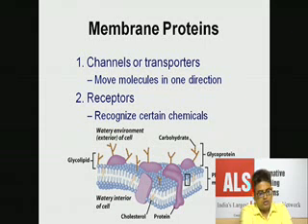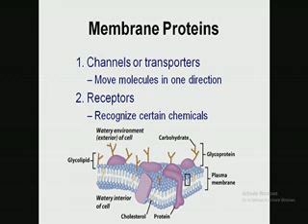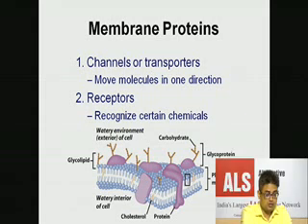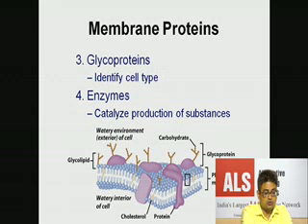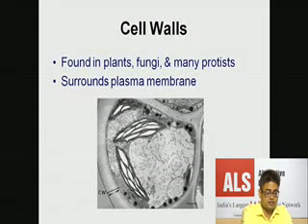Membrane proteins are of types called channels, transporters, and receptors. We will discuss this in detail later when we study transport and movement in plants. There are 4 types. We can discuss this later.